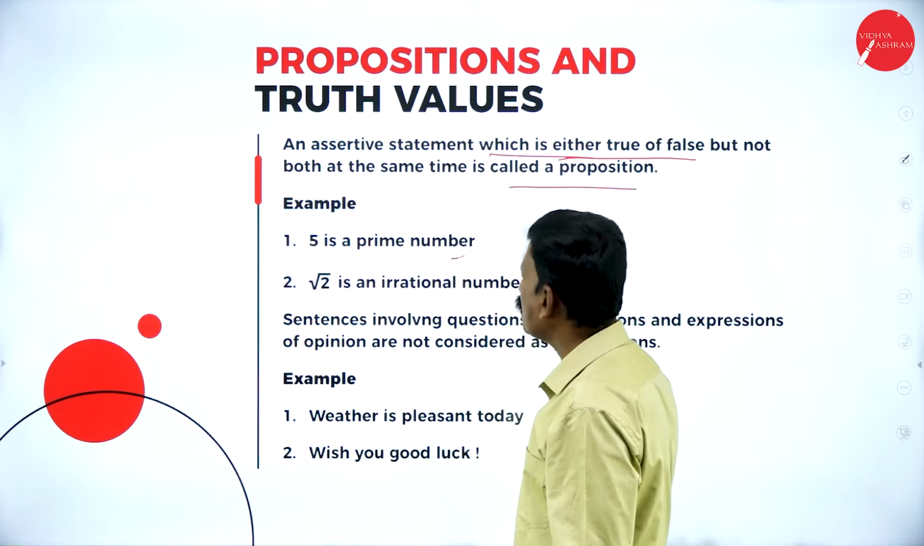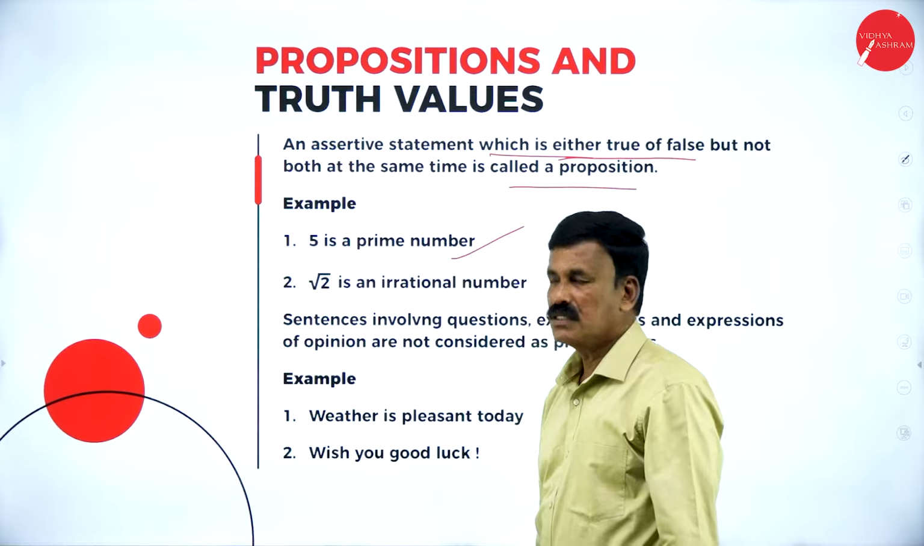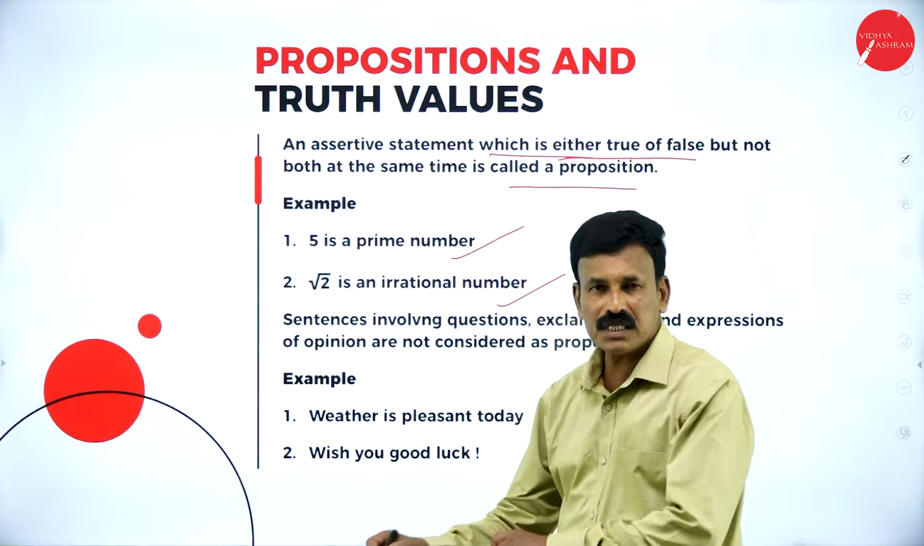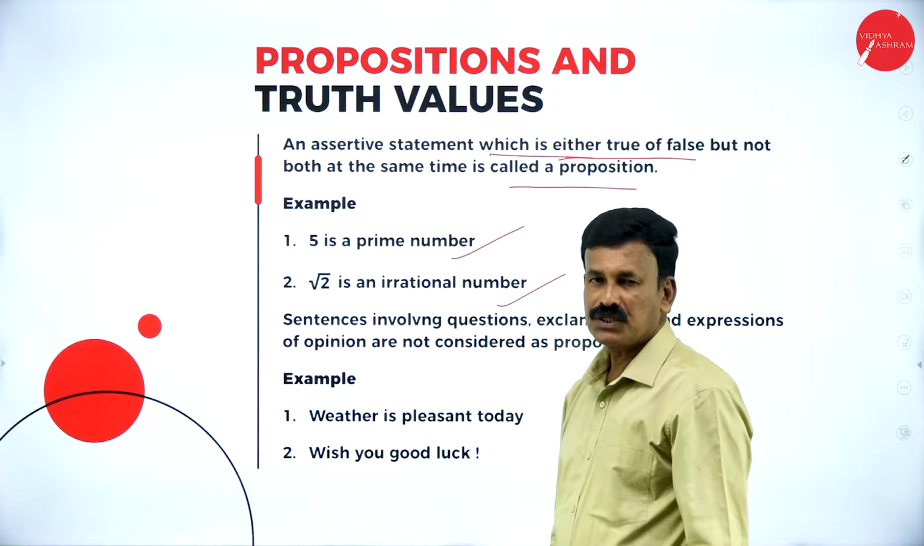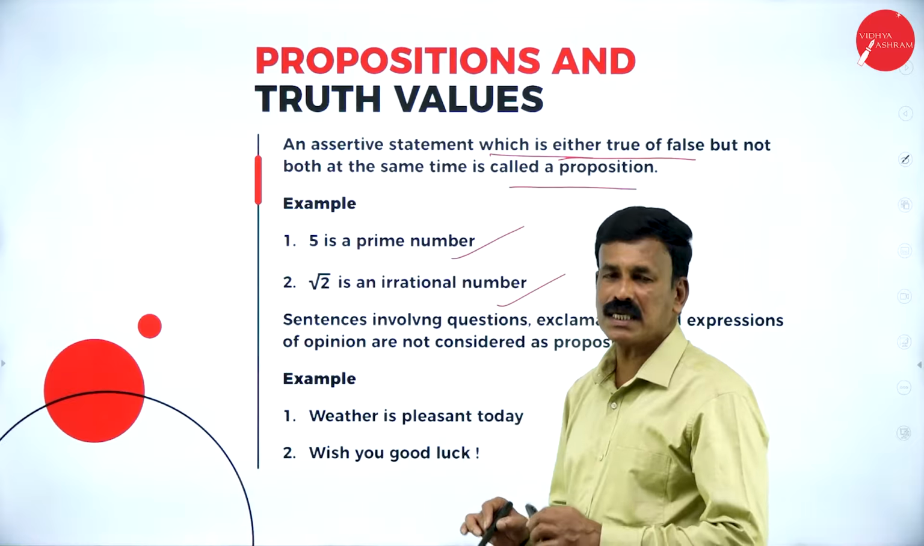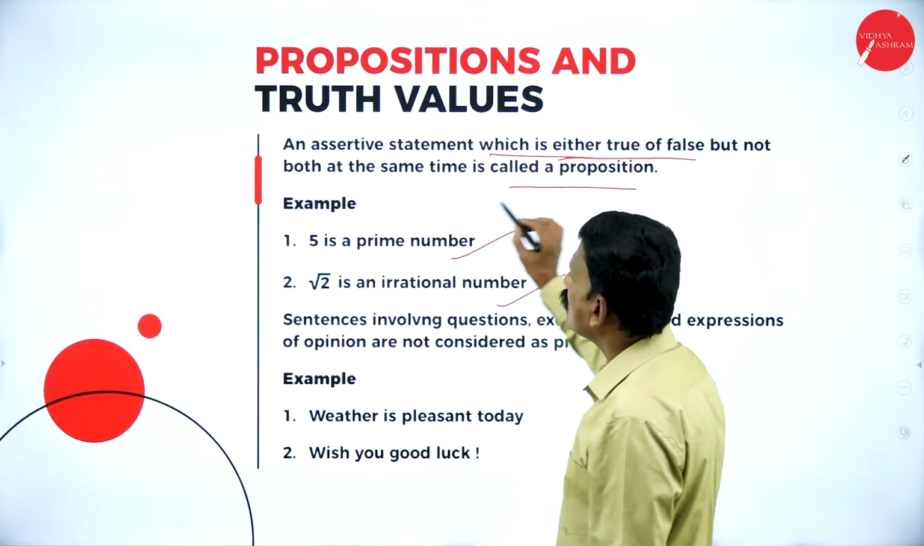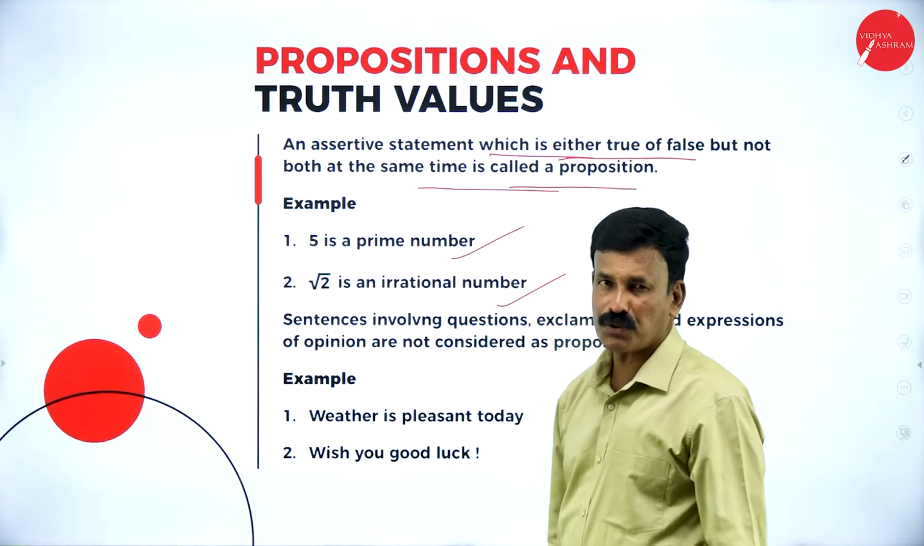For example, 5 is a prime number, and similarly root 2 is an irrational number, and Bangalore is the capital city of Karnataka. So, they are simple sentences. Either they may be true or false. They are called statements. They are called propositions.